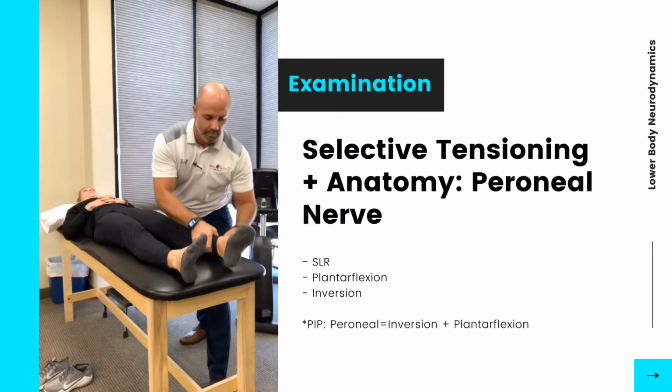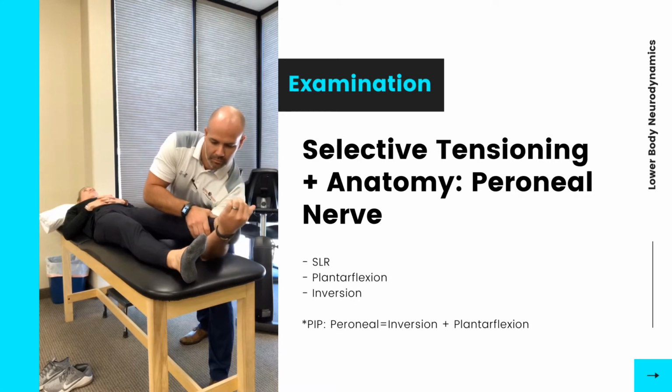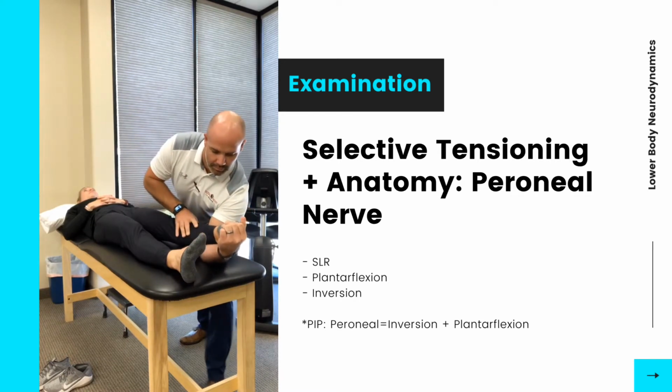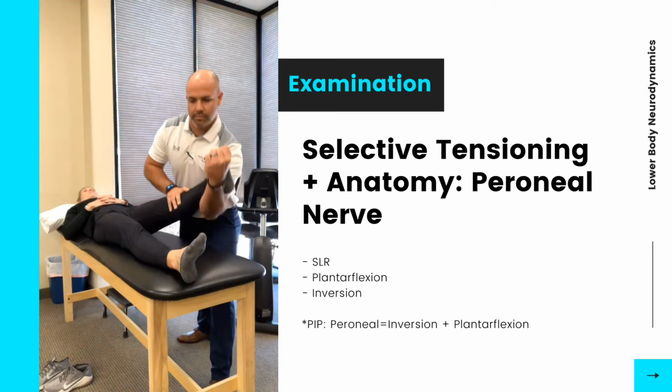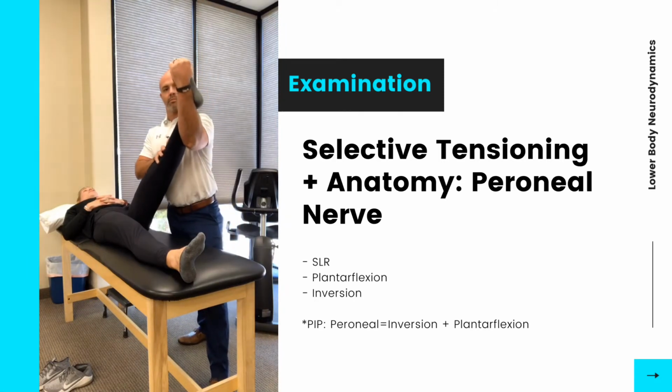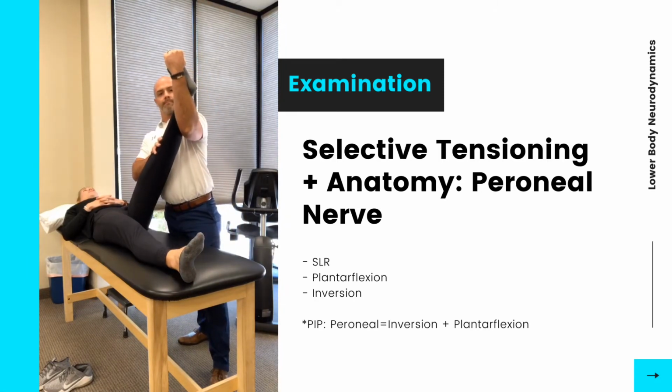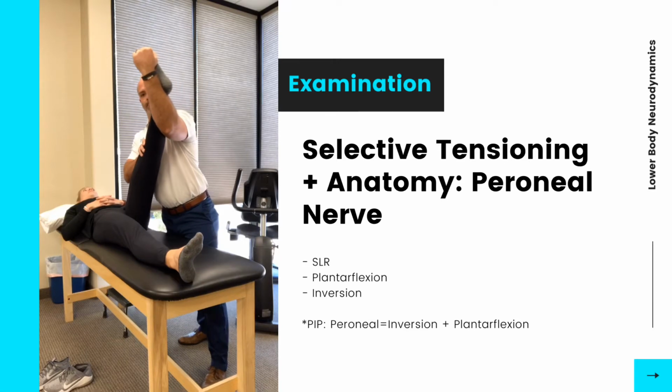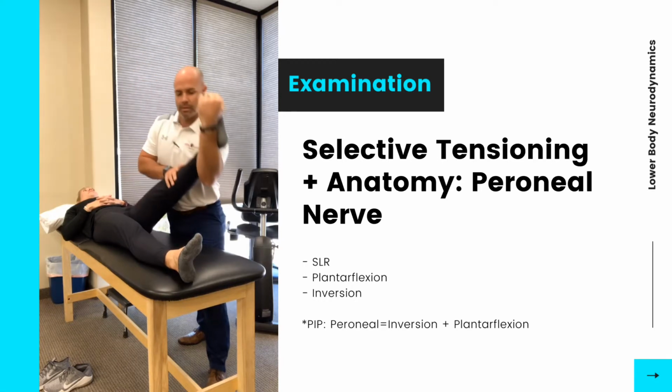For the peroneal nerve tension test, we need to put the foot into plantar flexion and inversion. Next, we want to take the patient's leg into a straight leg raised position. If we want to add more tension, we can adduct the leg as well as internally rotate this. Now, if you know your anatomy, it makes it a lot easier to know how to selectively tension.